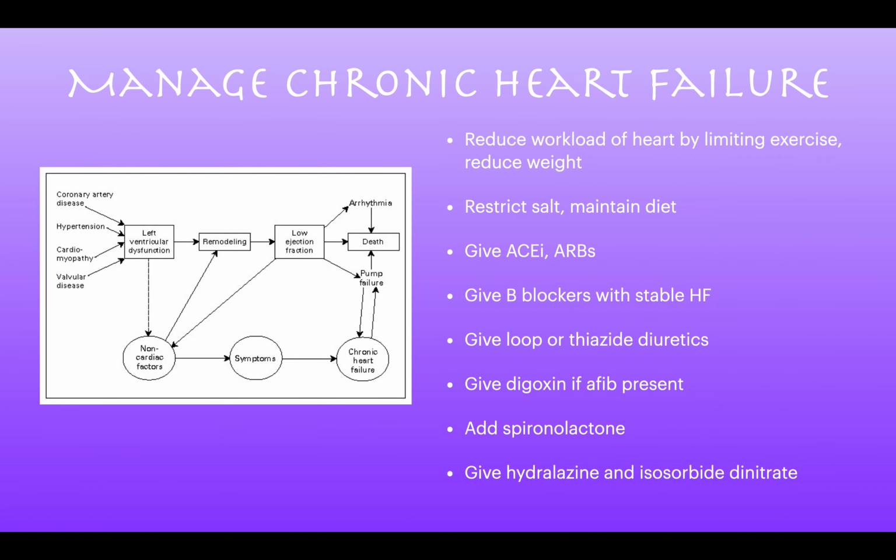Chronic heart failure, basically you just want to reduce the workload of the heart. First, we want to try diet and exercise, and then we give the ACE inhibitors, the ARBs, along with the beta blockers. So you also give them any diuretics if needed. And digoxin if AFib is present. You also add spironolactone, not with digoxin. You want to give it as a diuretic if these are not working. And you give hydralazine and isosorbide dinitrate.